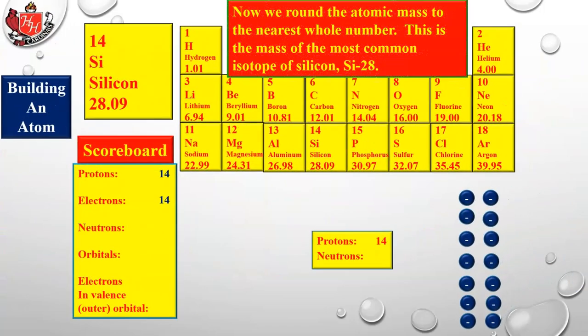Next, now we round the atomic mass to the nearest whole number. This is the mass of the most common isotope of silicon, Si-28. We're going to learn the relationship between atomic mass and mass number coming up shortly. But we're just going to take the mass number of the most common isotope, which would be silicon-28. So that number right there, we'll round it and make it a 28.